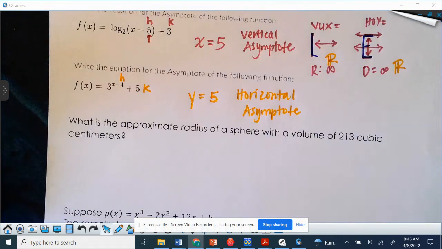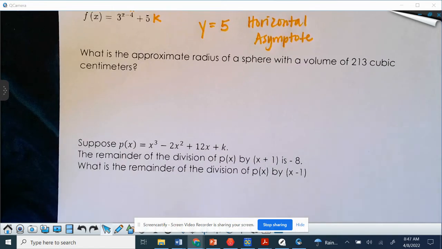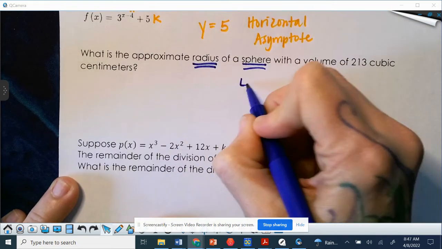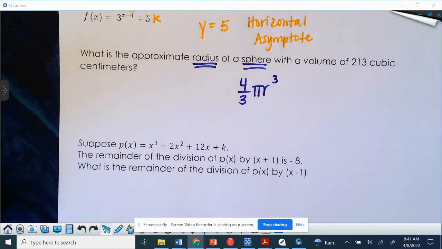All right, what is the approximate radius of a sphere with a volume of 213 cubic centimeters? So a radius is what we need. For a sphere, remember it's 4/3 pi r cubed. Pi r cubed, cubed, not squared.